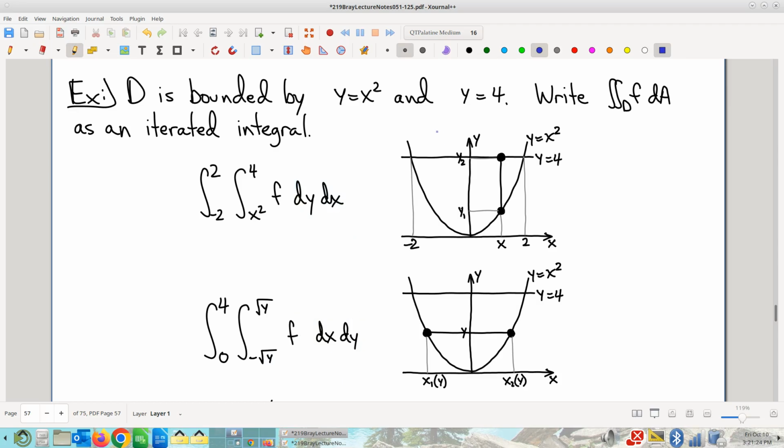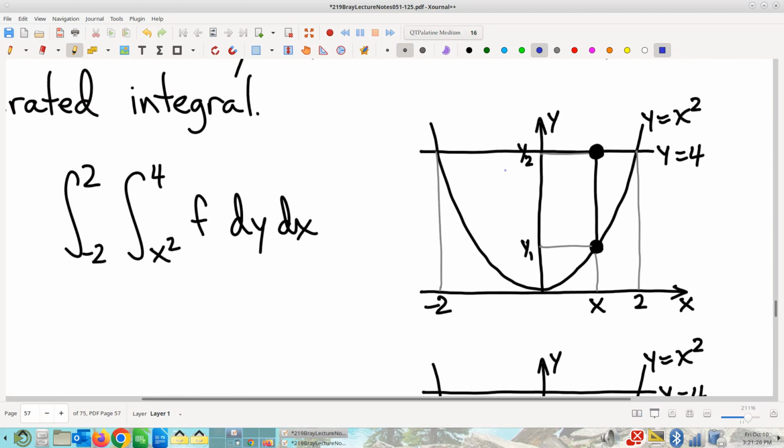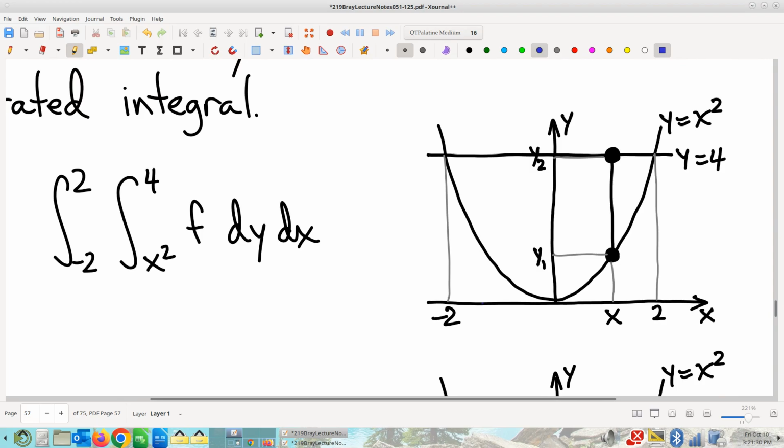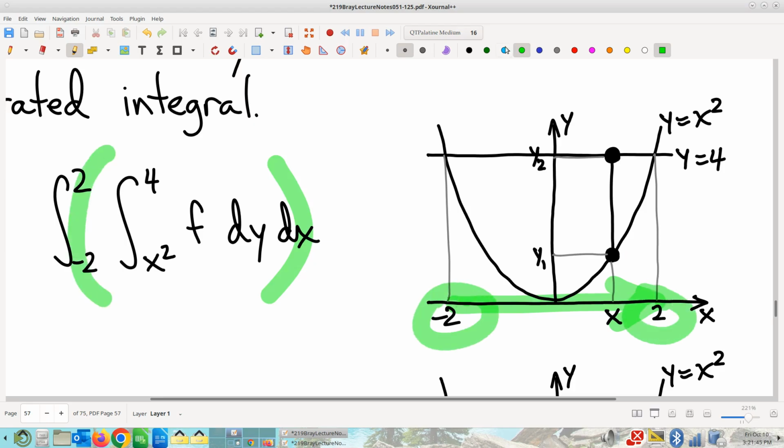Let's start with this top approach. I'm going to go through these relatively quickly because we've done several of these previously. Starting with our x slicing, x goes from -2 to 2. Where did I get these values? They come from looking at the points where these two curves intersect, and a little bit of geometry and algebra makes that pretty straightforward.